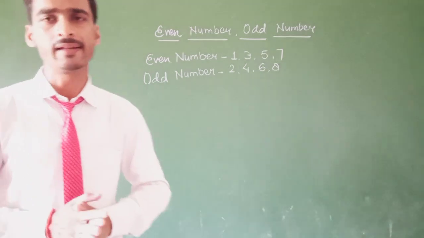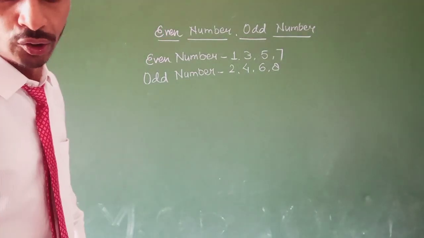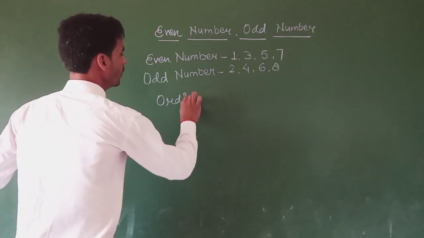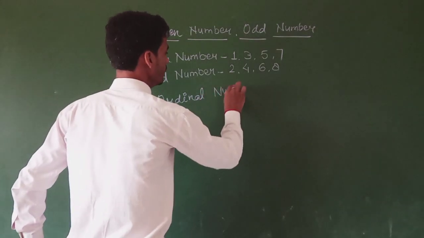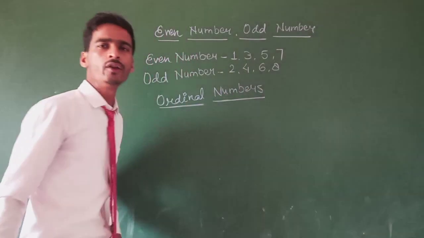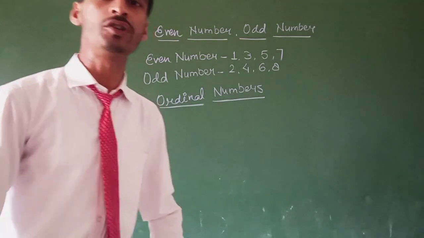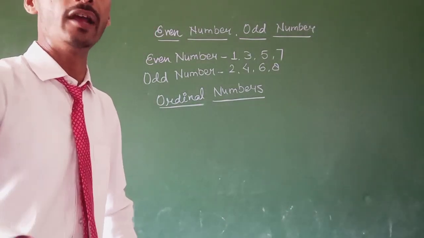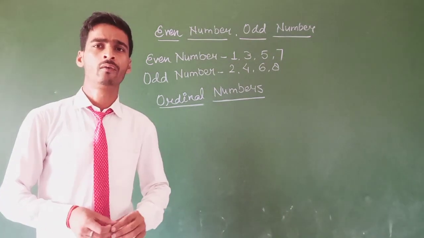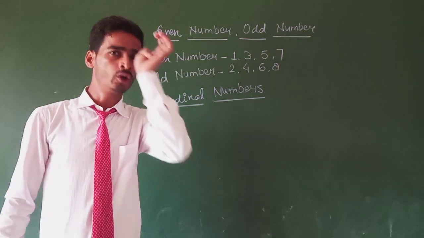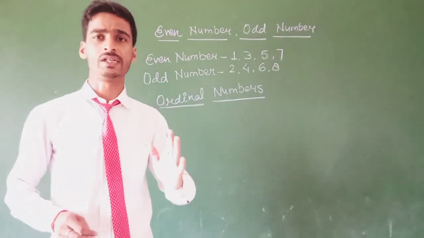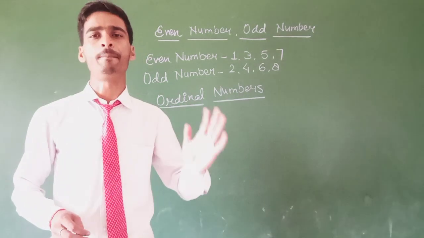Okay, now the next topic is ordinal numbers. You know what ordinal numbers are? Ordinal number means order of any number. And what is order of any number? When you say the position of any object, when you say first, second, third, they tell us the position. So these are called ordinal numbers. Ordinal numbers say about the position of any object, of any paper.